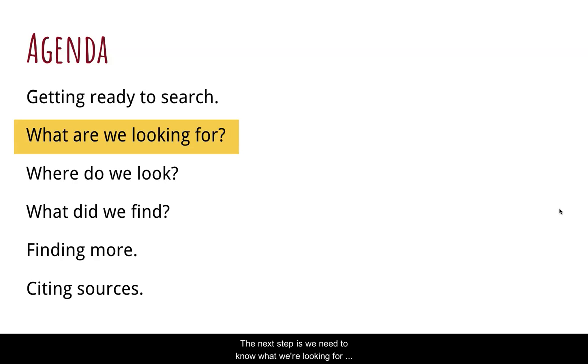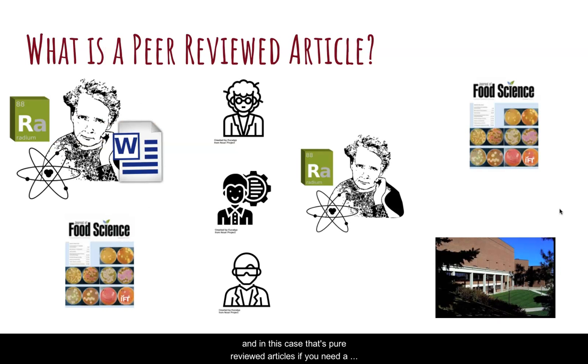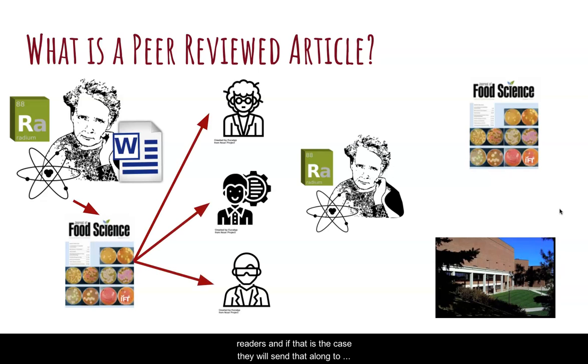The next step is we need to know what we're looking for, and in this case that's peer-reviewed articles. If you need a little refresher on it, I will take you through the peer review process so you know why it is that you're looking for these and what they are. A peer-reviewed article means that when a researcher has done some work, in this case we have Marie Curie, let's say she's submitted a paper to the Journal of Food Science, and they don't just publish anything that gets sent to them. They might look at it and say, this seems like something that would be interesting to our readers. And if that is the case, they will send that along to usually about 3 reviewers.